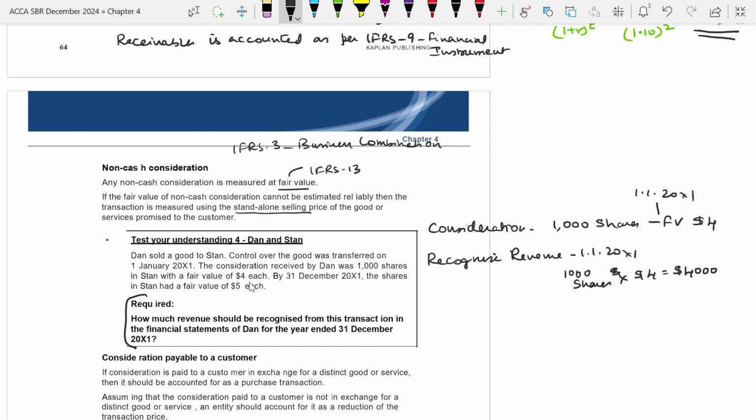By 31st December, the shares have a fair value of how much? It will be 5. What we have to do: first, we have to consider the price of 4. 4 per share gives you 4,000. It is done. We have done this. That is the first step.